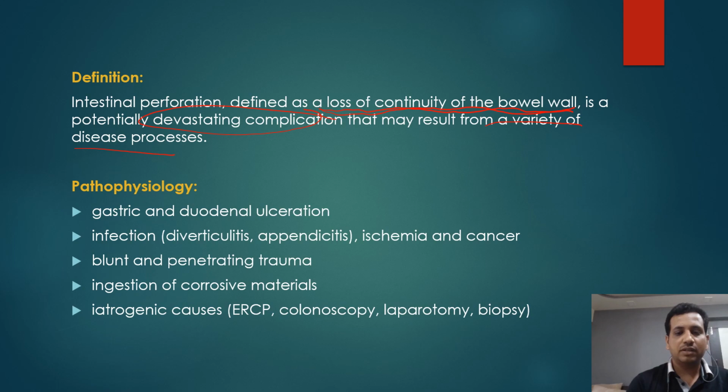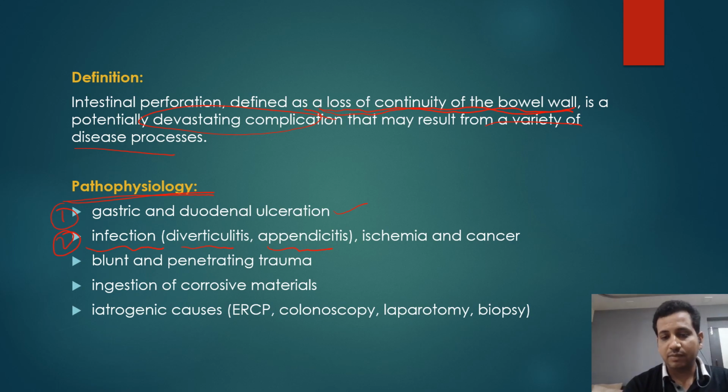Okay, so what are all the important disease processes that can lead to bowel perforation? So that is the pathophysiology. We will see the first most important cause is the gastric and duodenal ulceration. Peptic ulcer disease can erode the wall of the ulcer, erode the serosal layer, and can cause perforation. And the next important cause is infections. In infections, like we have seen, a perforated appendix can lead to perforation, and diverticulitis can rupture, and they may lead to perforation.